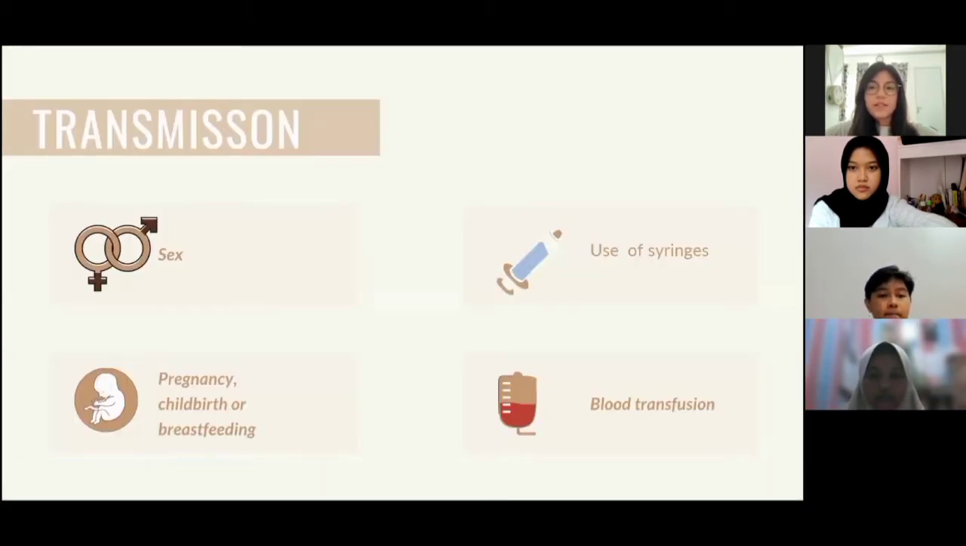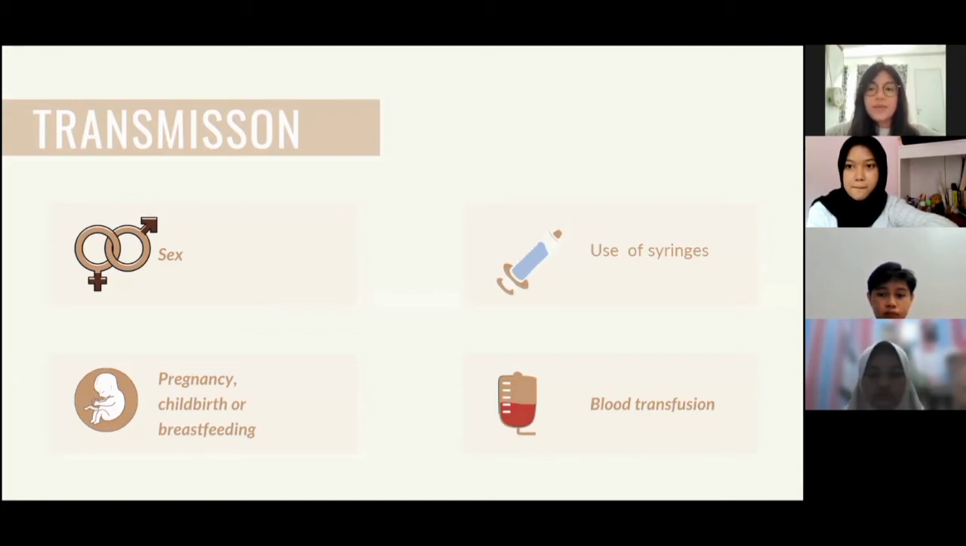HIV can be transmitted by sex, use of drugs, pregnancy, childbirth, or breastfeeding, and blood transfusion. HIV transmission can occur through unprotected sex, be it vaginal, anal, or oral sex. In addition, someone who likes to change sexual partners is also more at risk of getting HIV.